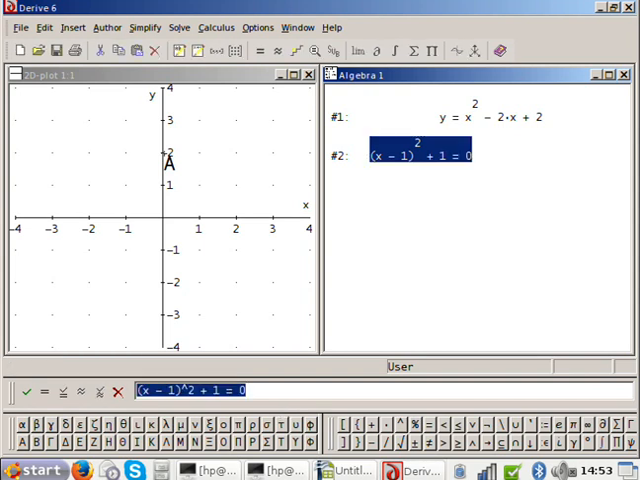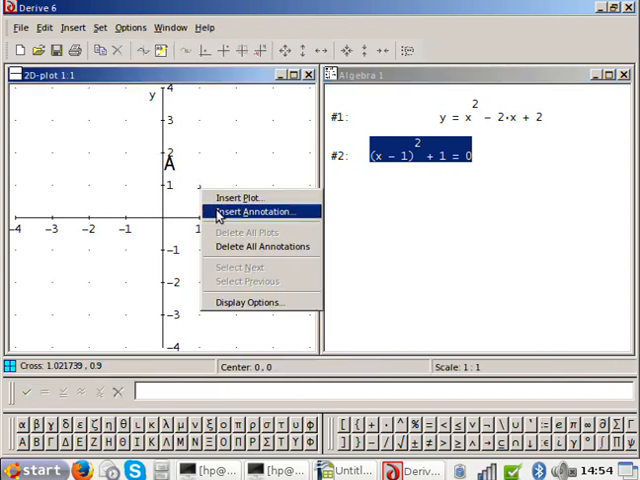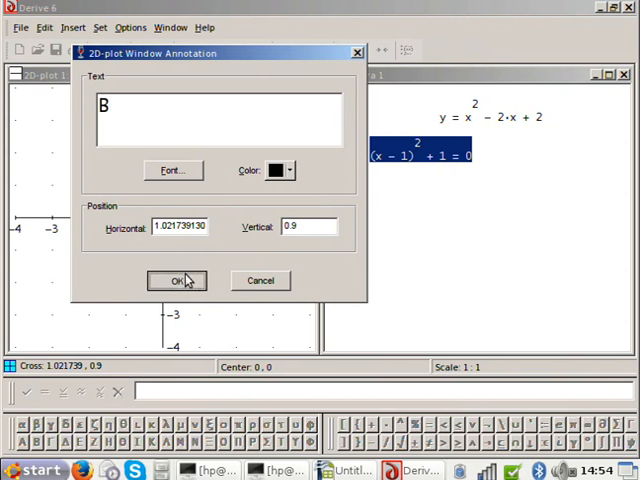What's the vertex? Amanda, can you tell me what the vertex is? You know what I mean by vertex? Turning point. X is 1 and Y is 1. So that would be here, wouldn't it? Yes. That's B.